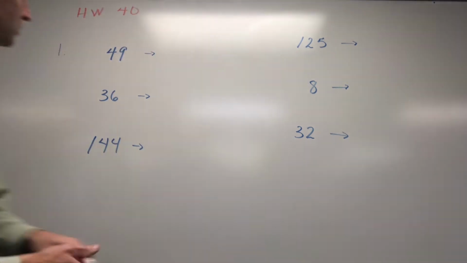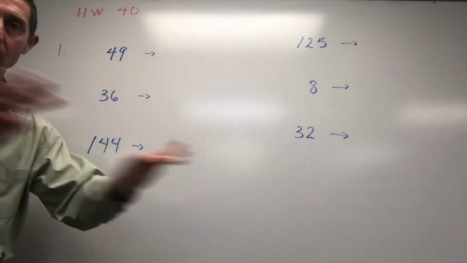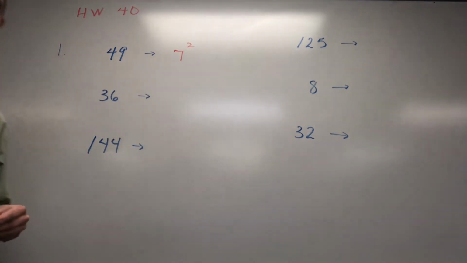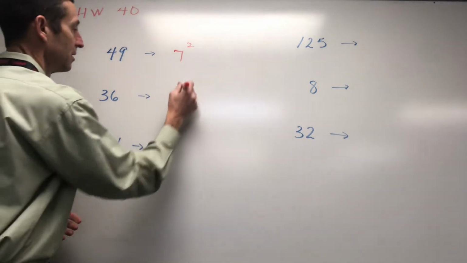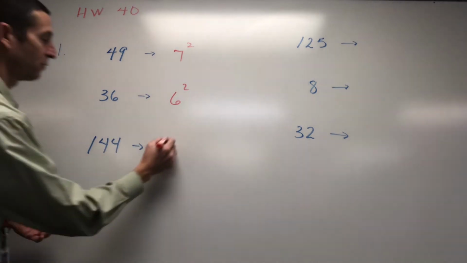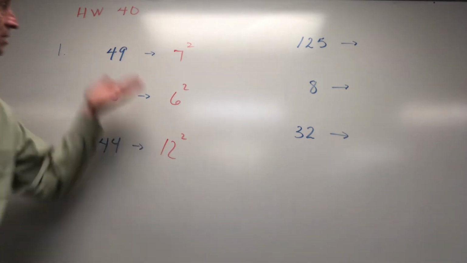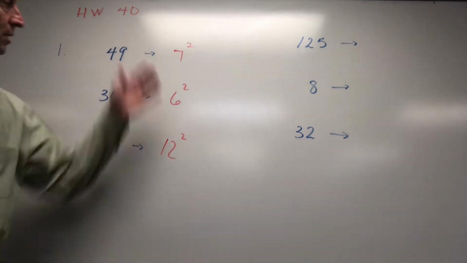So let's go. So say you've got 49, no longer 49. We're going to rewrite that one to be 7 squared. Just like 36, you're like, okay, that's 6 squared. 144, that's 12 squared. So we're going to rewrite our numbers to have exponents. Now these are all second powers.